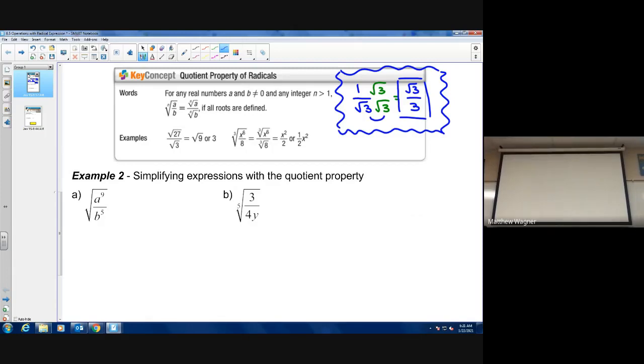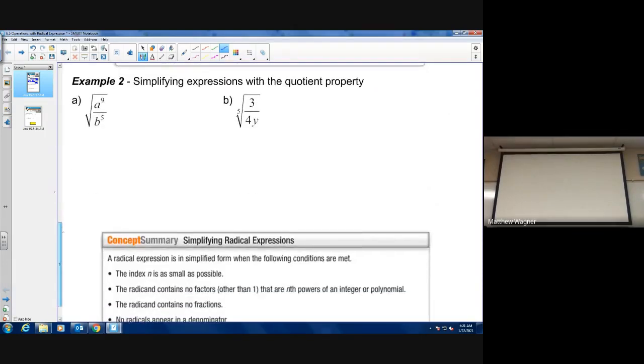So that's why I always recommend simplifying what's under your radical first. Keep in mind, this is a square root. So this first problem is pretty straightforward. We have the square root of a to the 9th over the square root of b to the 5th.